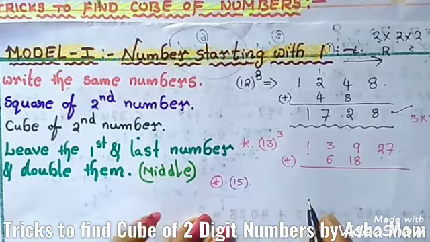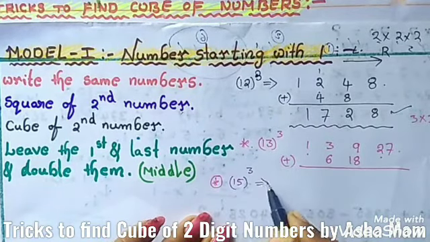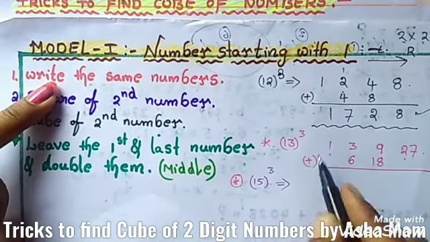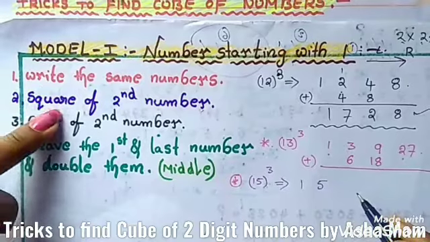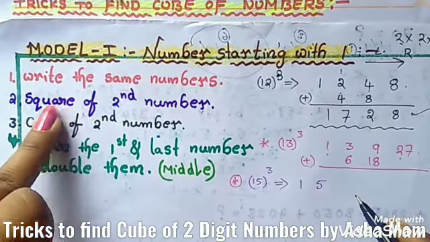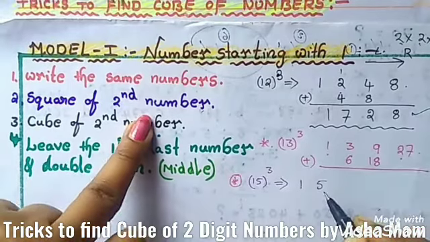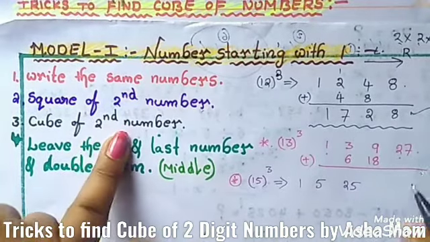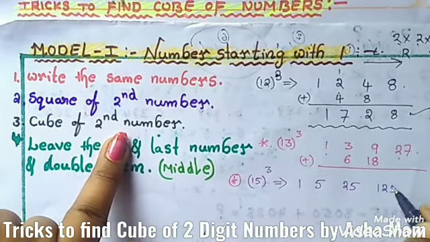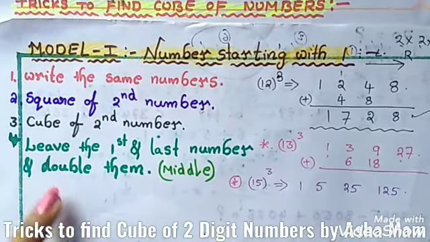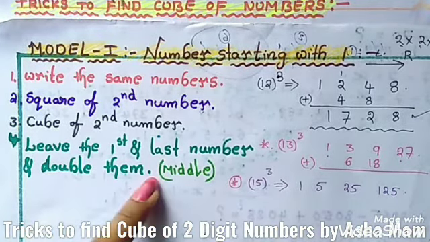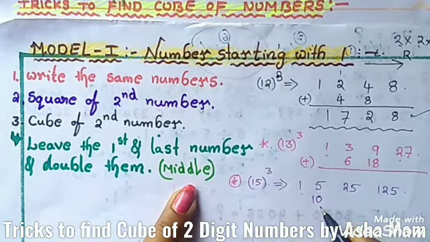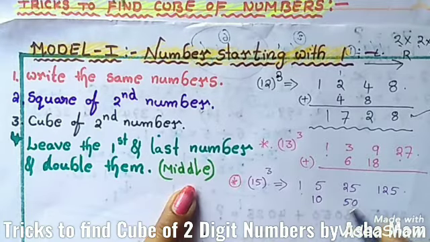The next example I'm going to take is 15 whole cube. According to these rules, what is the first rule? Write the same numbers, so 1 and 5. The second rule is square of the second number. Here the second number is 5, 5 into 5, simply 25, and cube of the second number, 5 into 5 into 5, that should be 125. Simple. In the fourth trick, leave the first and last number and double the middle ones. So leave this 1 and 125, and double the numbers: 5 into 2 is 10, 25 means that should be 50.